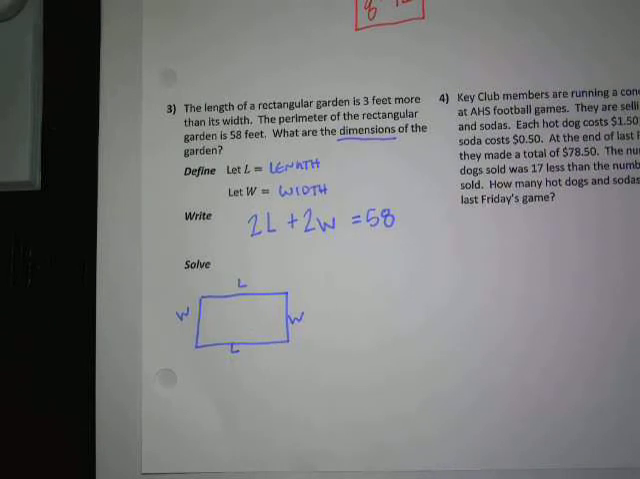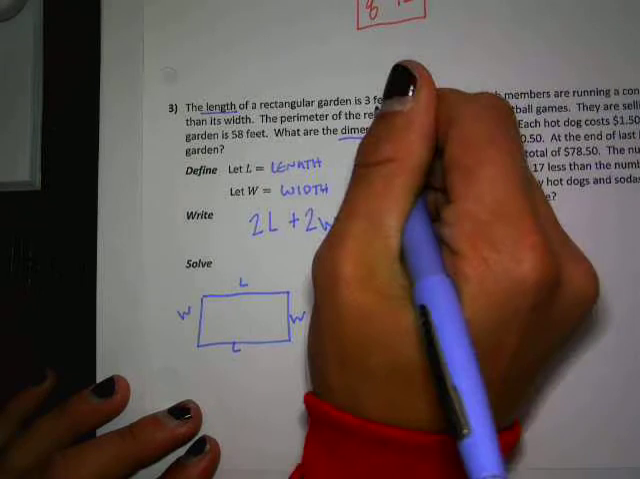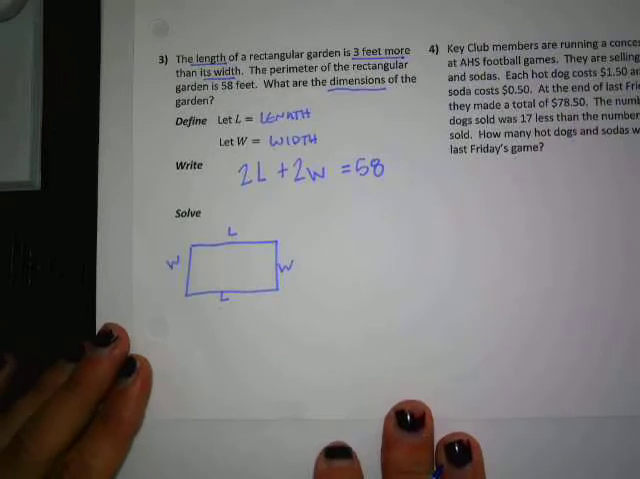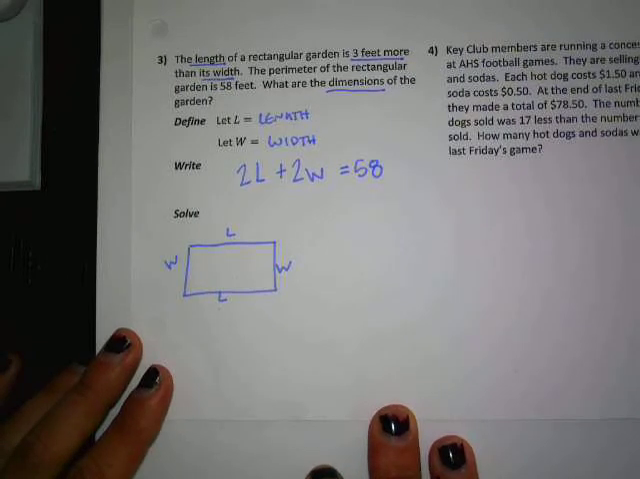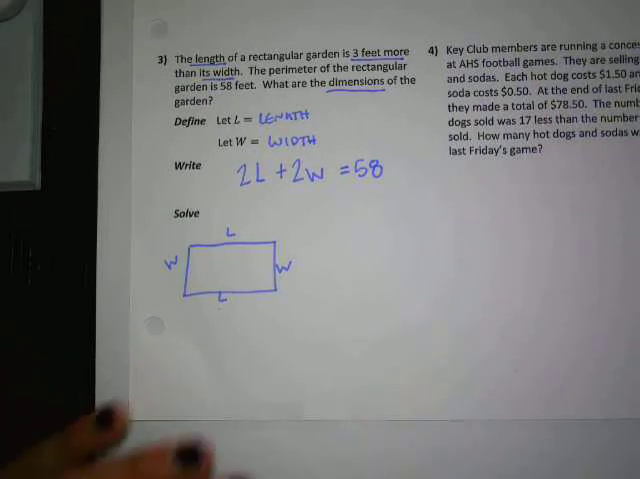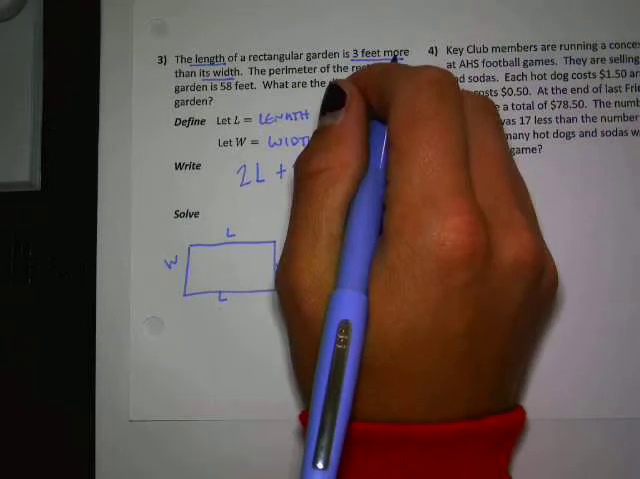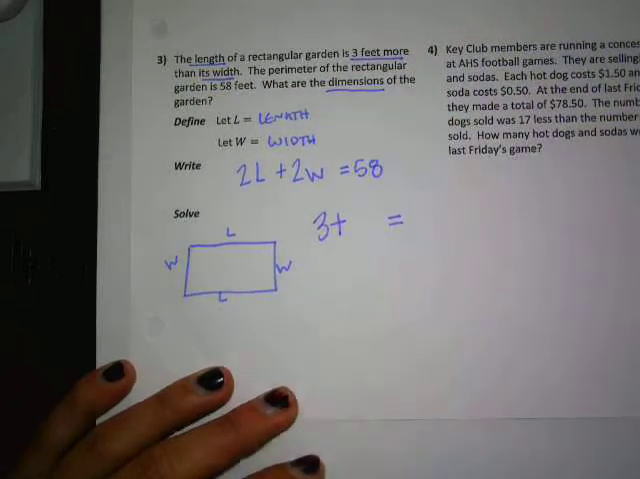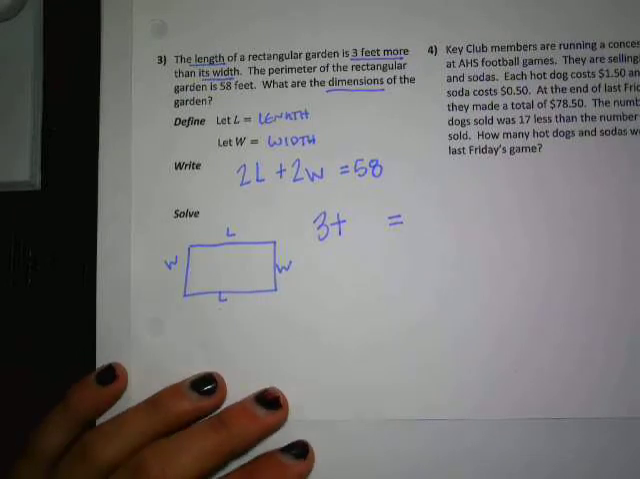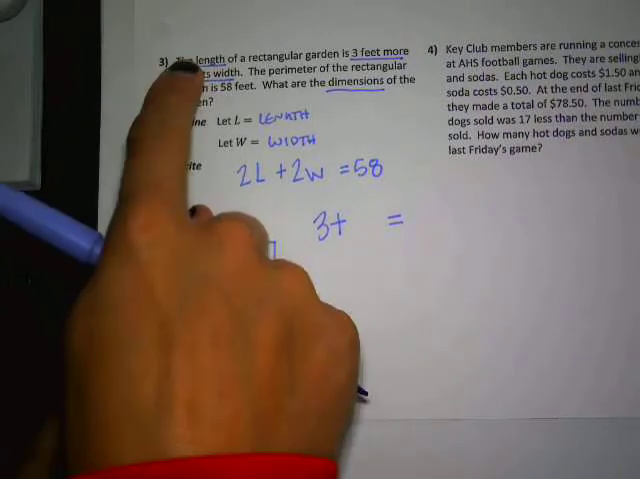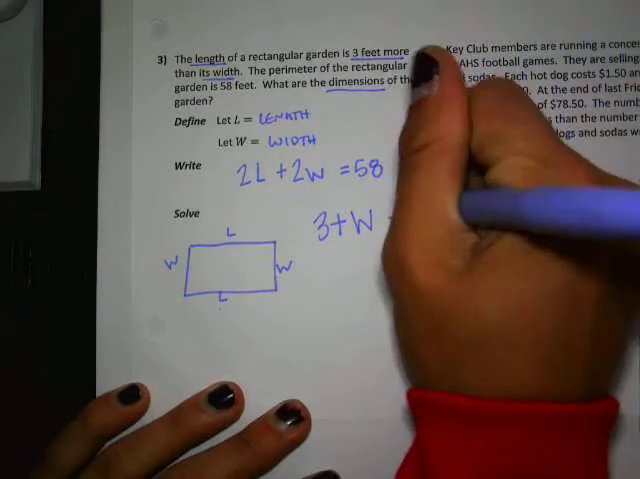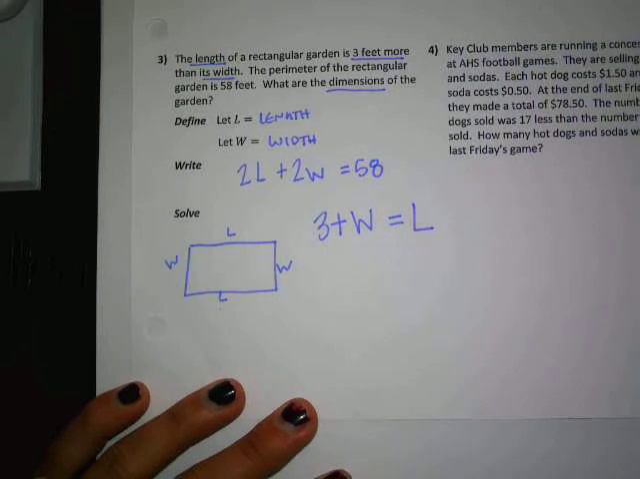Now, I'm not given another total on this equation. I'm given this piece of information. The length is 3 feet more than the width. So is it 3 times or 3 plus? Plus. So 3 plus. And do we want to add it to the width or to the length? To the width, because the length is already 3 more. So to make it equal, we are going to add it to the width, and that's going to equal the length. Obviously, we need to put it somewhere.